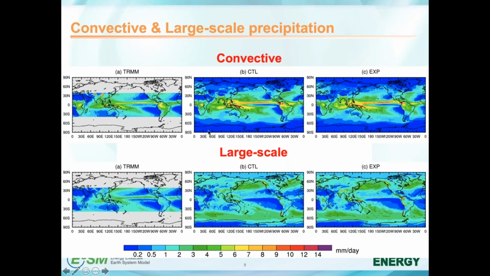And the contribution from the convective versus large scale compared to TRMM, again, they're similar, and they share both a similar strength and a weakness. For instance, the large-scale precipitation is still underestimated compared to TRMM observations.